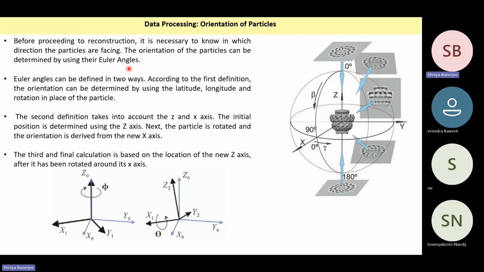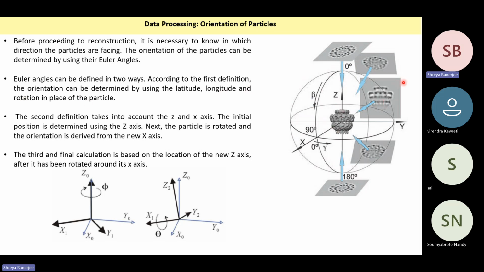And before proceeding to the reconstruction, it is necessary to know in which direction the particles are facing. So you see, these black squares are different 2D projections. It is important to know in which direction the particle is facing in each of these projections in order to reconstruct the final 3D image. So this orientation can be determined using Euler angles. They can be defined in two ways. In the first definition, the orientation can be determined by using latitude, longitude, and rotation.